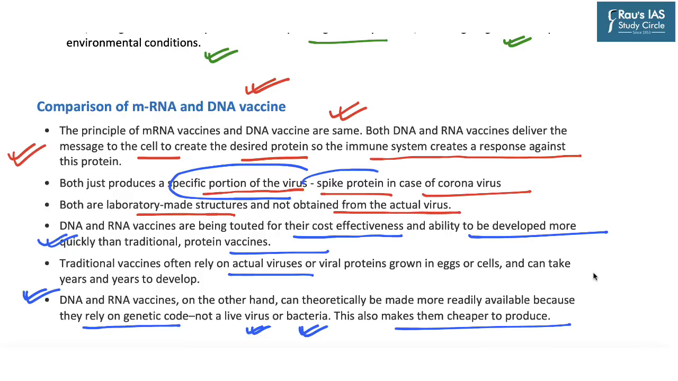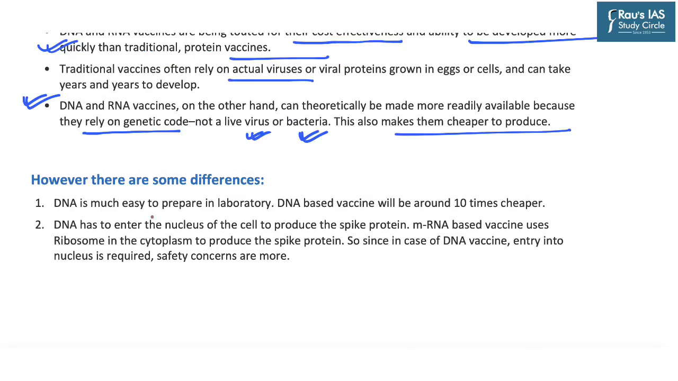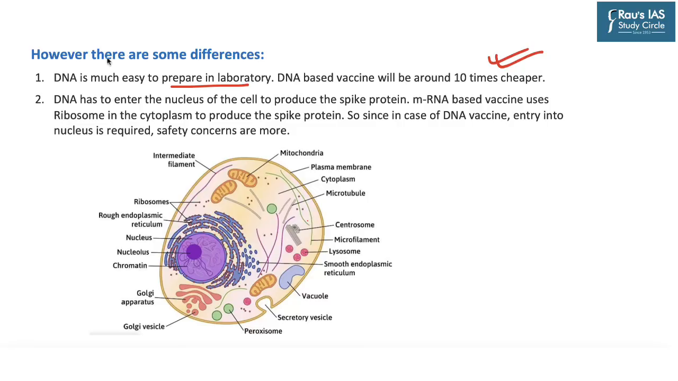However, there are certain differences as well between mRNA vaccine and DNA based vaccine. The first point is that DNA based vaccine is much easier to prepare in a laboratory, and DNA based vaccines are around 10 times cheaper as compared to mRNA vaccine or messenger RNA vaccines. The next point highlighted is that DNA based vaccine has to enter the nucleus of the cell to produce spike protein. So here DNA based vaccine has to enter the nucleus, which is here.